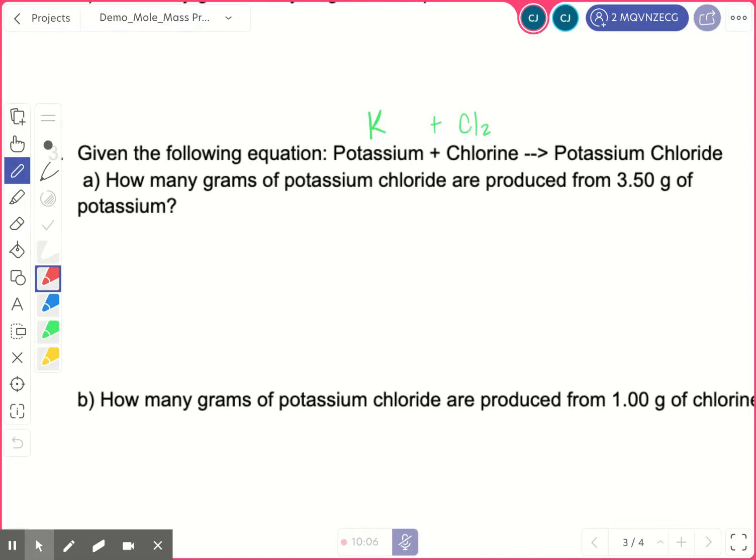Cl2. And then we're going to yield, what do you think this is? Potassium chloride. What do you think it's going to look like? Yep. So we have potassium chloride. This is a +1 ion. This is a -1 ion. We do the drop, lock, cross drop, and lock it. And we end up with regular old KCl. So let's balance this guy.